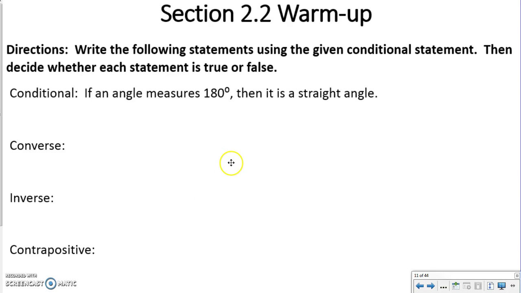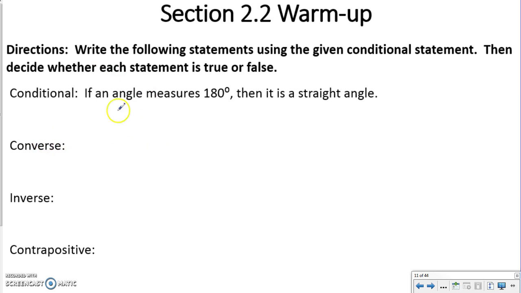Okay, so here is your section 2.2 warm-up. Go ahead and pause and see if you can work through these. With the given conditional statement, write the converse, inverse, and contrapositive, and then decide whether each statement is true or false, like we did yesterday. Pause this, and once you're ready to go, you can unpause. Okay, so let's go ahead and see what we got.